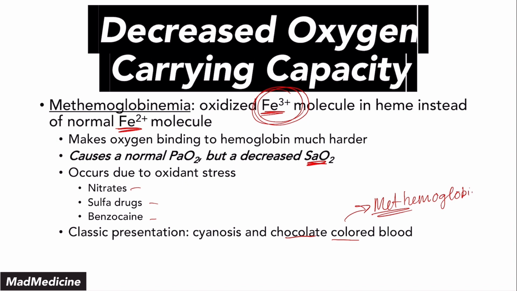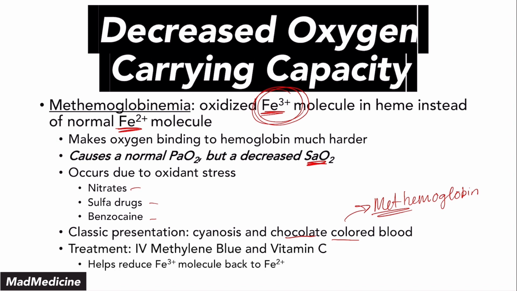There you go. Okay, so the treatment for this is something you need to understand. Treatment is very straightforward, and I'm going to give you a way to remember this. For methemoglobin it is methylene blue and ancillary treatment with vitamin C. The reason we give them this is because it helps reduce Fe3+ back to Fe2+, and it allows you to start binding oxygen to your hemoglobin.